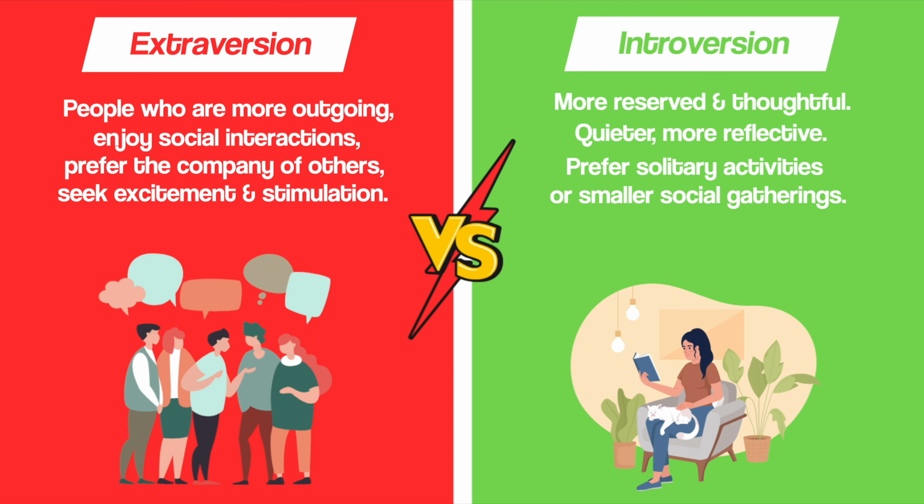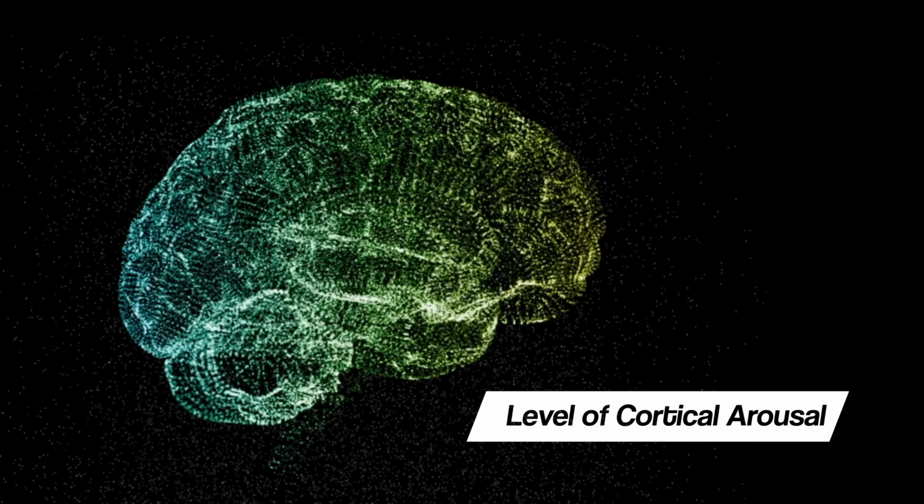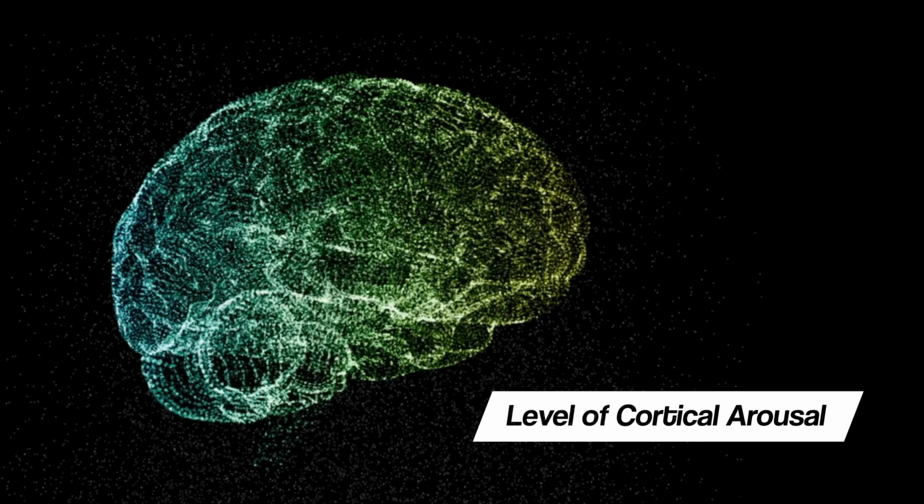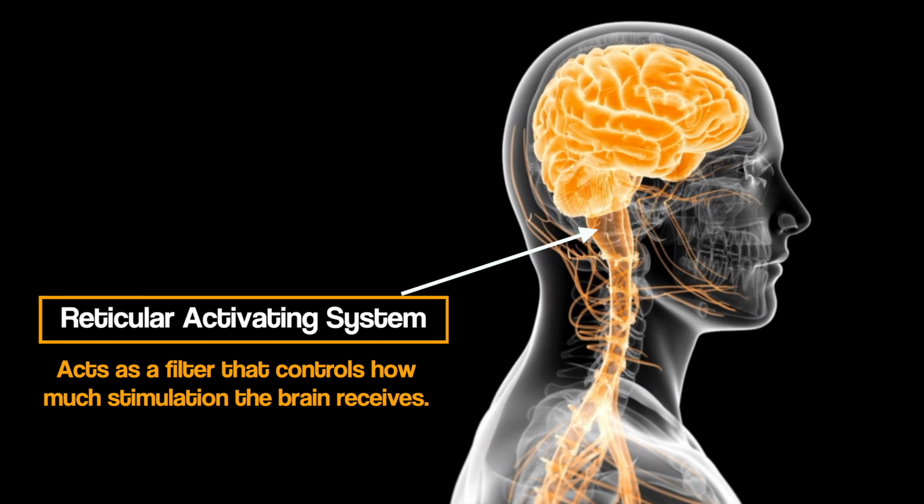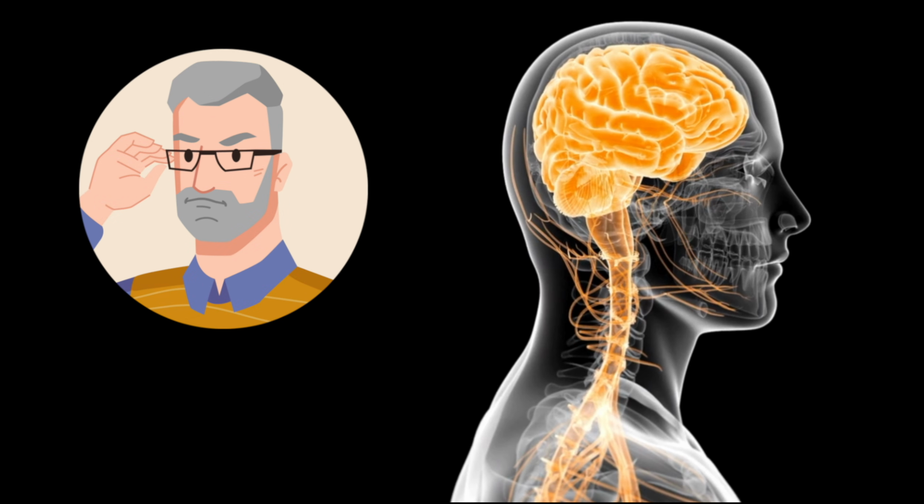Extroversion refers to people who are more outgoing, enjoy social interactions, prefer the company of others, and seek excitement and stimulation. According to Eysenck, extroversion and introversion are affected by the level of cortical arousal. The RAS in the brainstem is thought to act as a filter that controls how much stimulation or activation the brain receives. So now meet Eric.